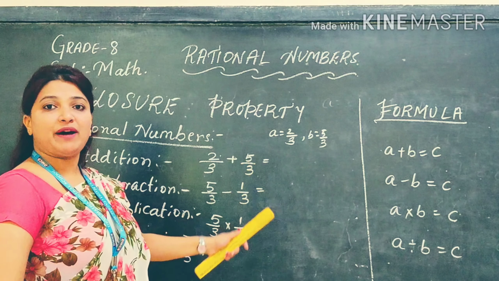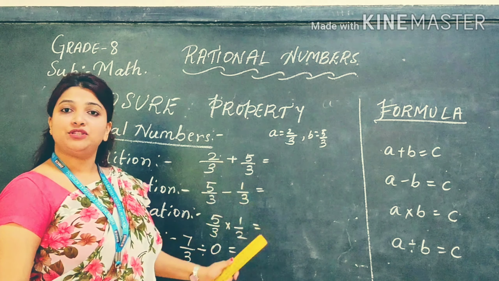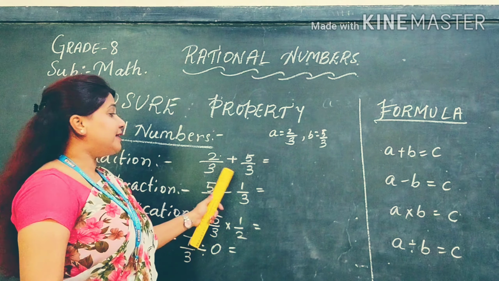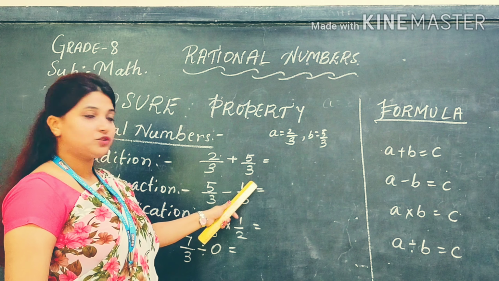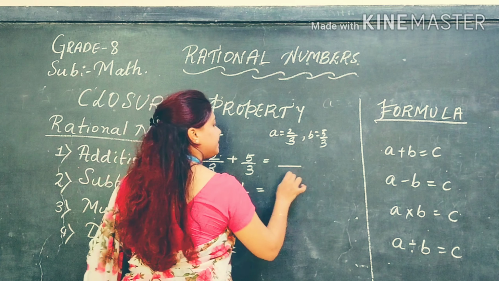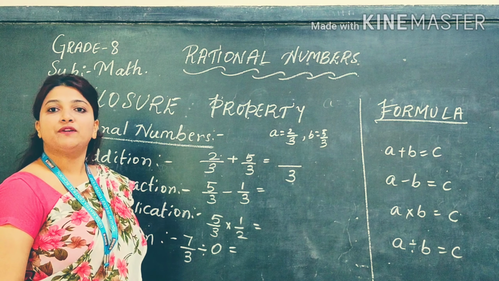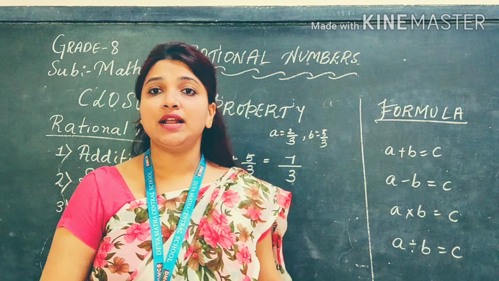What is B? 5 by 3. Can I add them? Yes. Okay. First thing I have to see when I am adding any two rational numbers is my denominator should be same. So here is also 3, here is also 3. So write 3 as it is. Then add my numerators. So 2 plus 5 is what? 7. So 7 by 3 is again a rational number.